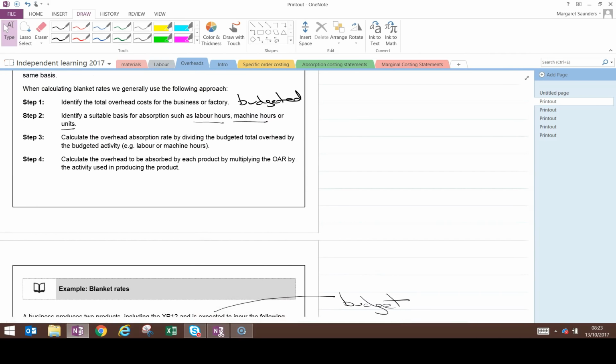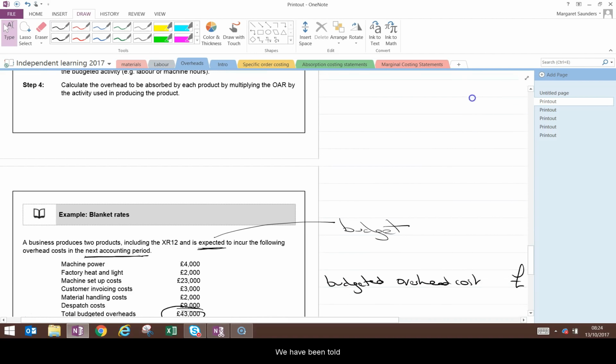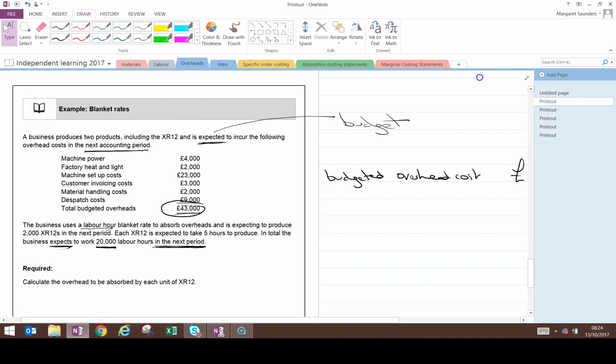Step 2, a suitable basis for absorption, such as labour hours, machine hours or units. So we have been told that the business uses a labour hour blanket rate. So we are going to divide our overhead by our labour hours.